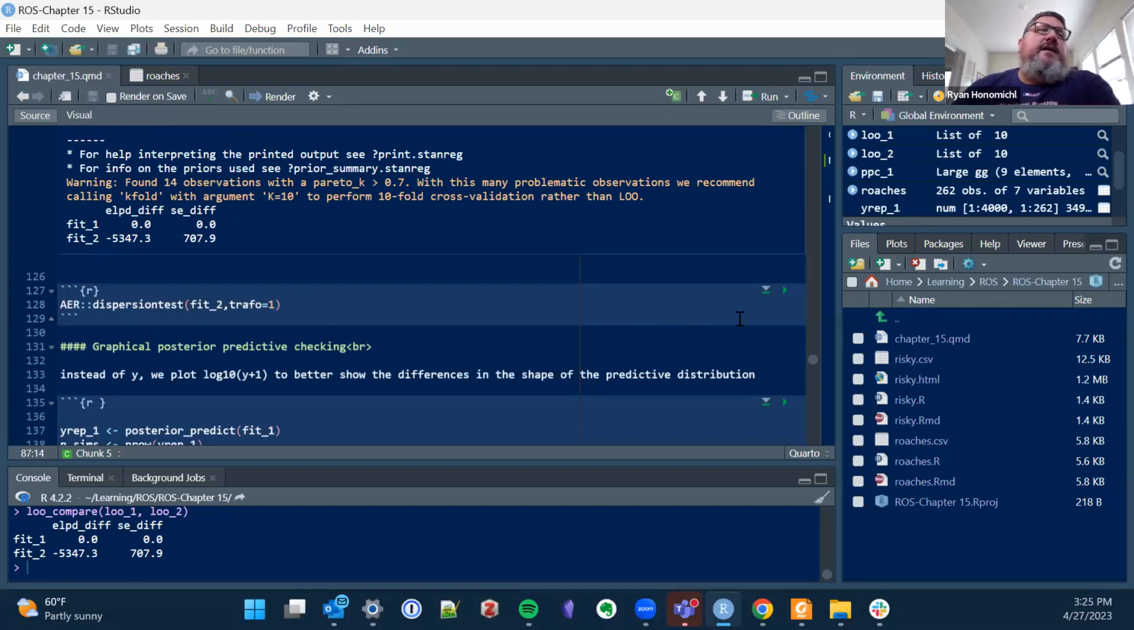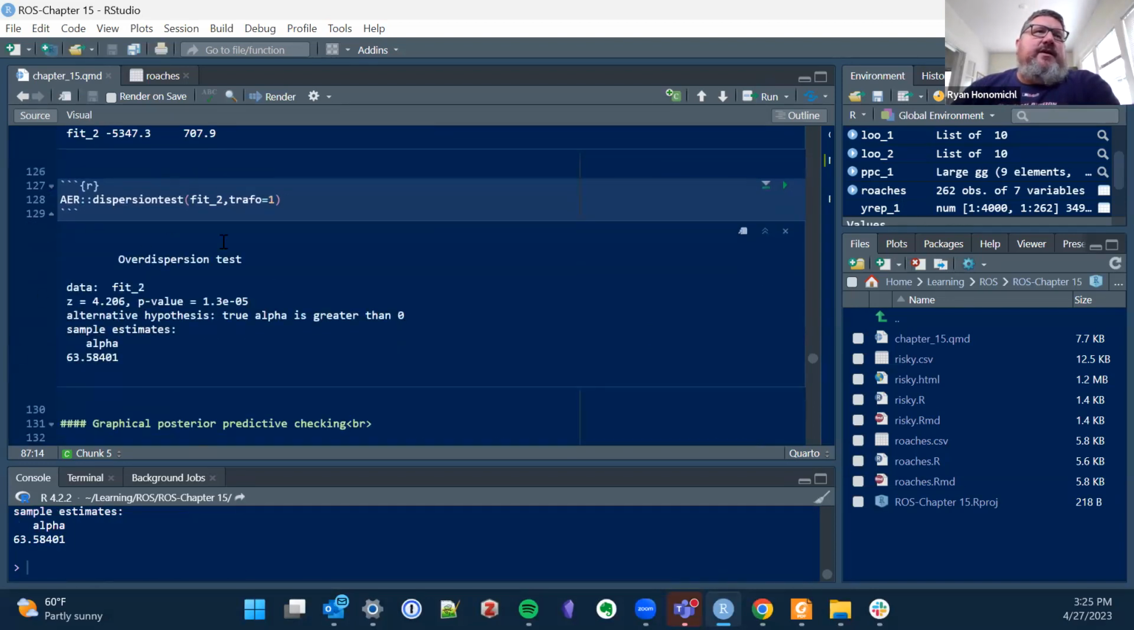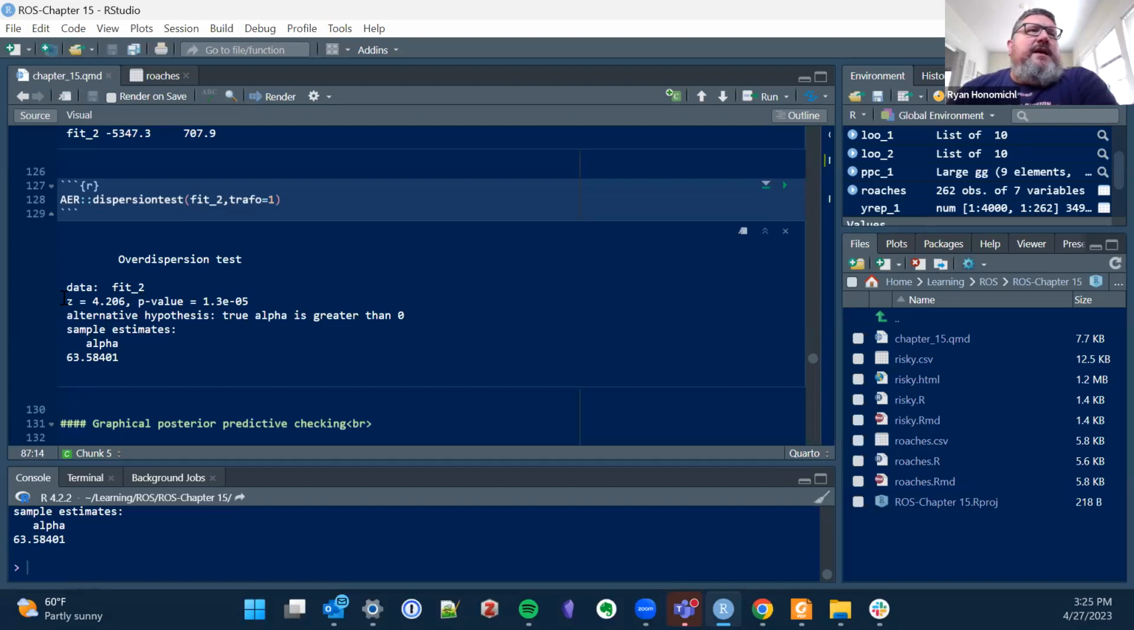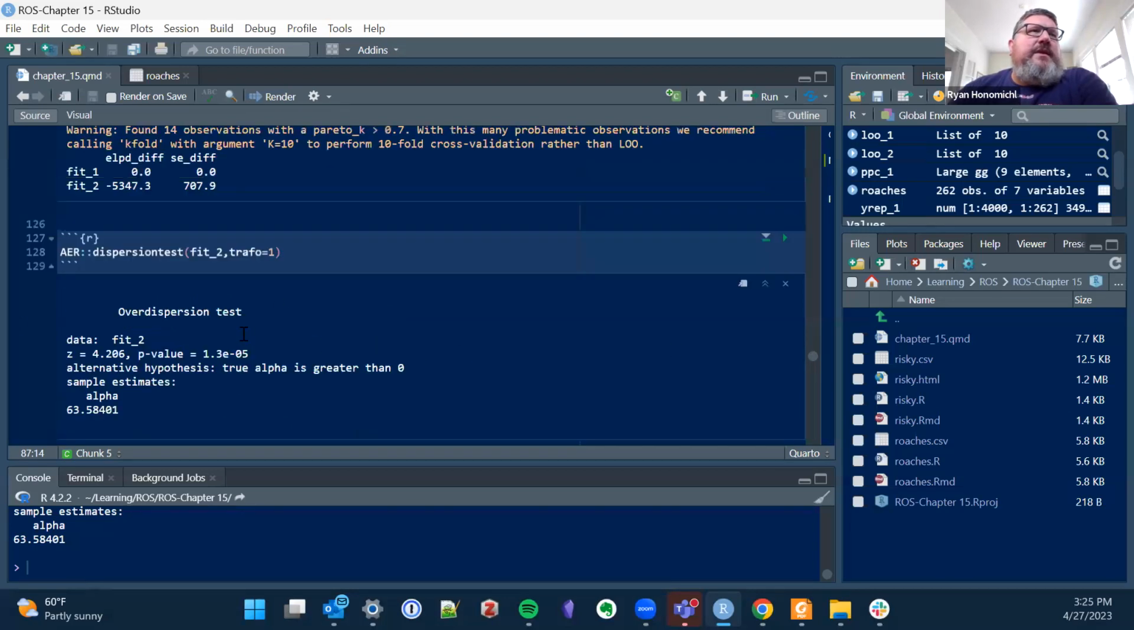Also, this dispersion test function from the AER package is another way of looking at over dispersion. As you can imagine, there's a bunch of people who don't love using a p-value test to figure out whether something is occurring or not. So I typically do it, as well as graphical ways, which I don't have the code for right now, to show if there's more dispersion than is warranted. But this would tell us that there is actually over dispersion.